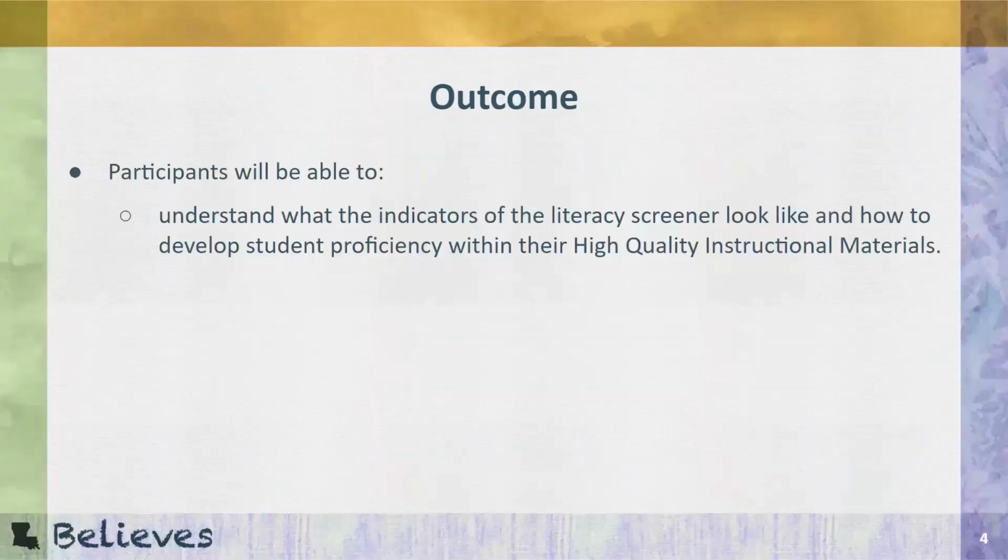Now, the outcome for this session is that you all will be able to understand what the indicators of the literacy screener look like and how you can develop student proficiency among these indicators within your high-quality instructional materials. So we want you to understand that everything that you need to provide this support to your students is embedded in your high-quality instructional materials, and effective implementation of those materials will ensure that your students are receiving the instruction and the support that they need to be proficient readers.